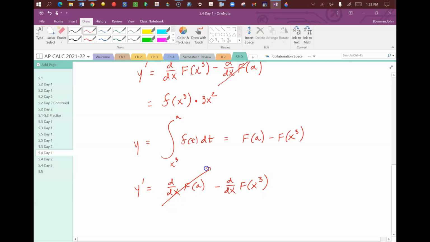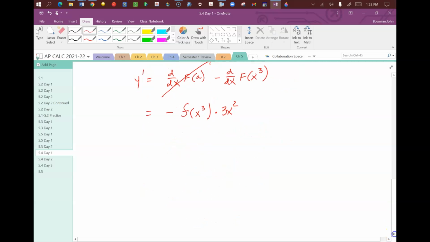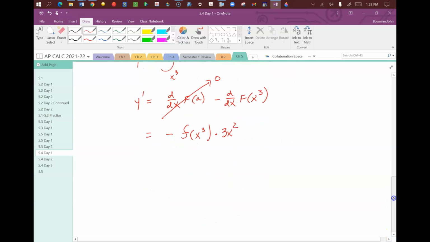And as you can see, that first derivative is going to be 0, and the second one is going to have a negative sign in front of it. So the opposite of little f at x cubed times 3x squared, which is consistent with our properties of integration that we learned earlier. So this is just an analytical approach to that. What I'd like to do next is a demonstration of this using Desmos.